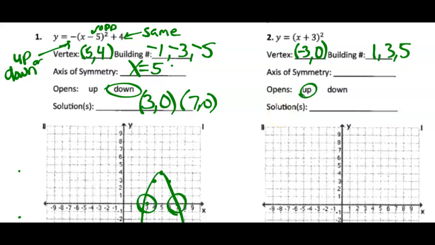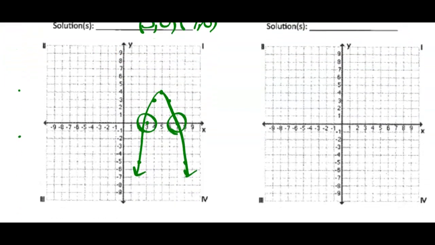Now, remember, this has two solutions. If the parabola hits and bounces off and returns, that would be a single solution where it hits. And if the parabola is way up here and never hits the x-axis, or way down here and never hits the x-axis, that would be no solution. So I'd like you to finish number 2. The answers are in Schoology, and you can check them there.